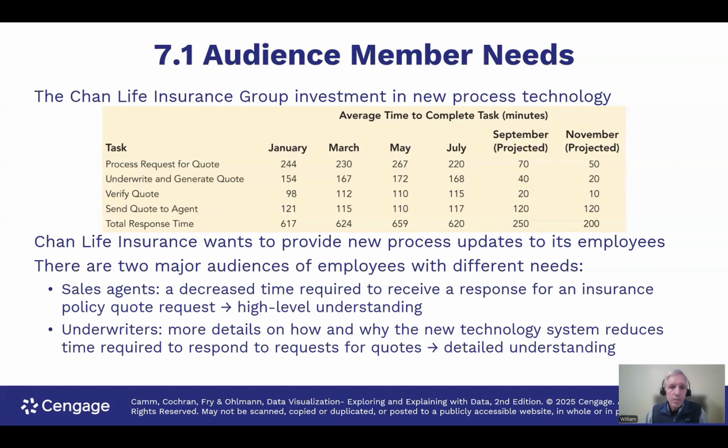So there's two major audiences of employees that have different needs in understanding this new process technology. One is sales agents. These are kind of the receivers of this. And what they really need to know is about decreased time required to receive a response for an insurance quote. So they really just need a high level understanding of what's going on here. Underwriters, who are kind of involved in all the process steps, need a lot more details on how and why the new technology system reduces the time required. So they need a detailed understanding.